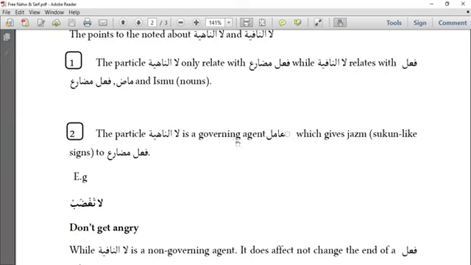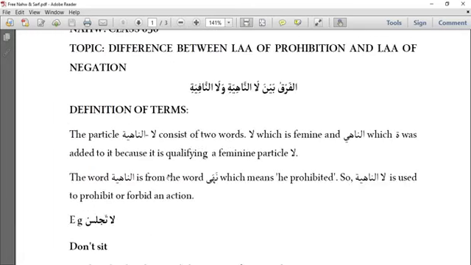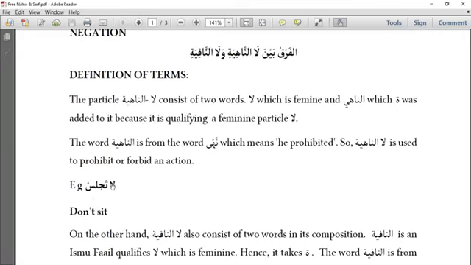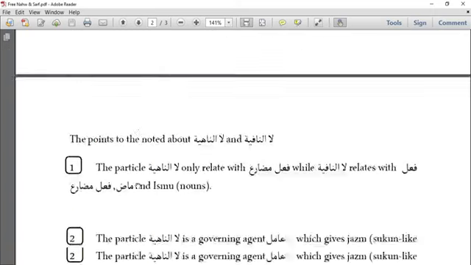Secondly, la nahia is an amil. What is an amil? It is a governing particle or agent, meaning that it can act on whatever comes after it, while la nafia is not an amil. For example, when we add la nahia to fi'l mudari, it gives it jazm. It makes it take sukun. We said in our previous class that jazm is sukun or any of its derivatives. So la nahia is an amil; it gives a fi'l mudari that comes after it sukun, while la nafia does not.